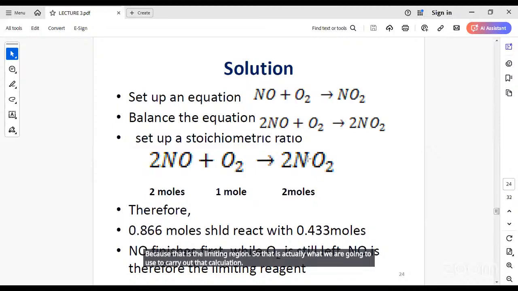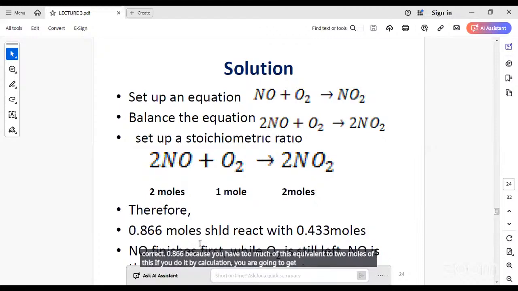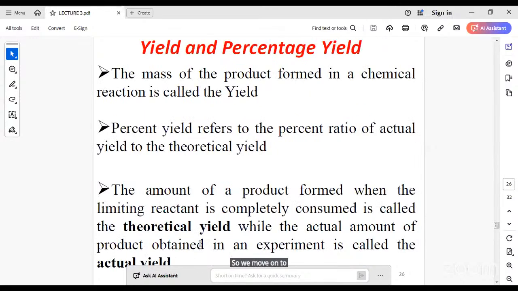So from stoichiometry, you can get that answer. Oh, correct, 0.866, because you have 2 moles of this equivalent to 2 moles of this. If you do it by calculation, you are going to get 0.866. Thank you very much. So we move on to yield and percentage yield.